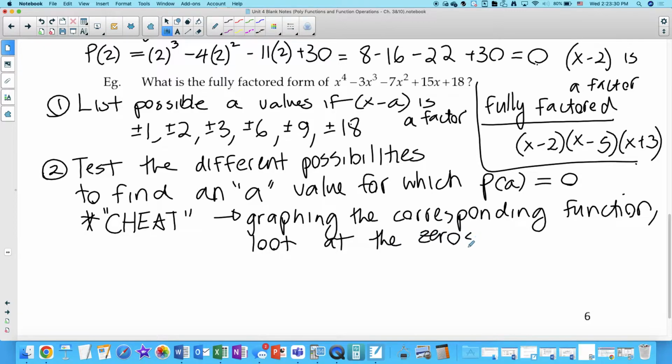Okay? You don't have to do that. You could just test all 12 of these until you find one that works. There could be up to 4 that work, so hopefully you'll get it right on the first or second, or whatever, third time. But let's graph it.